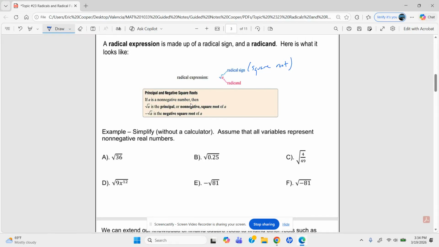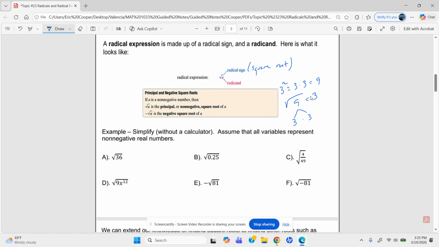A couple rules about square roots. If I take the square root of any number, it is called the principal or non-negative square root of that number. And if I take the negative on the outside of that square root, it's simply called the negative square root. We remember that square roots and squares are the opposite of each other. 3 squared is simply 3 times 3, which is 9. Well, the square root of 9 is 3 because 9 can be broken down to 3 times 3. A square root is just a number that can be multiplied by itself.